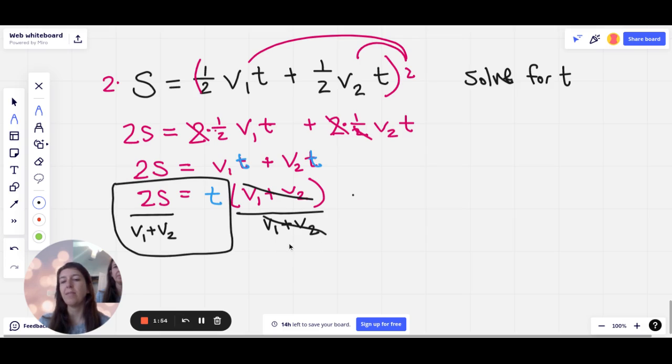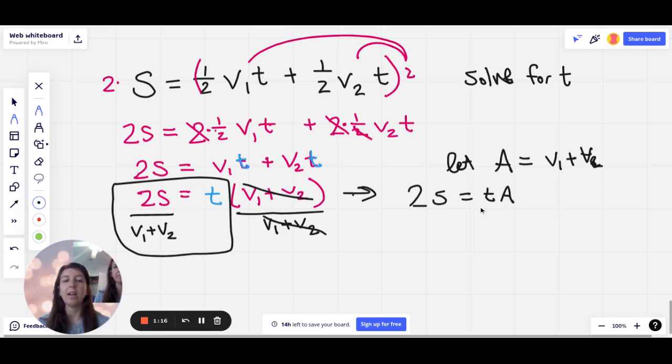If you don't know that you have to divide both sides by V1 plus V2, think about it this way. Let's call it A. Let A equal V1 plus V2. Sorry, my pen is acting weird when I do these recordings. Okay, so if I let A equal V1 plus V2, then this line over here turns into 2s equals tA, right? Because I let A equal that.